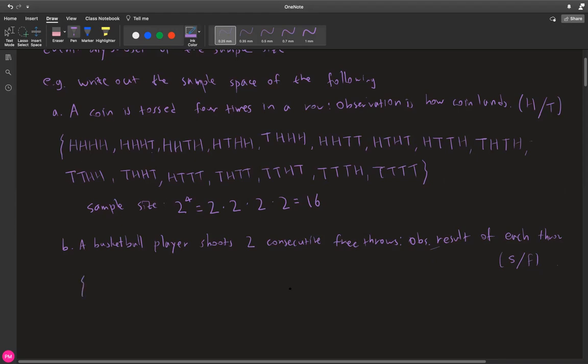So the sample space, knowing that we're looking at either success or failure: the player can score first and second. The player can make the first goal, but not make the second one. It can happen the other way around: the player can miss the first one, but make the second one. And lastly, the player can fail both. And that was quite simple.